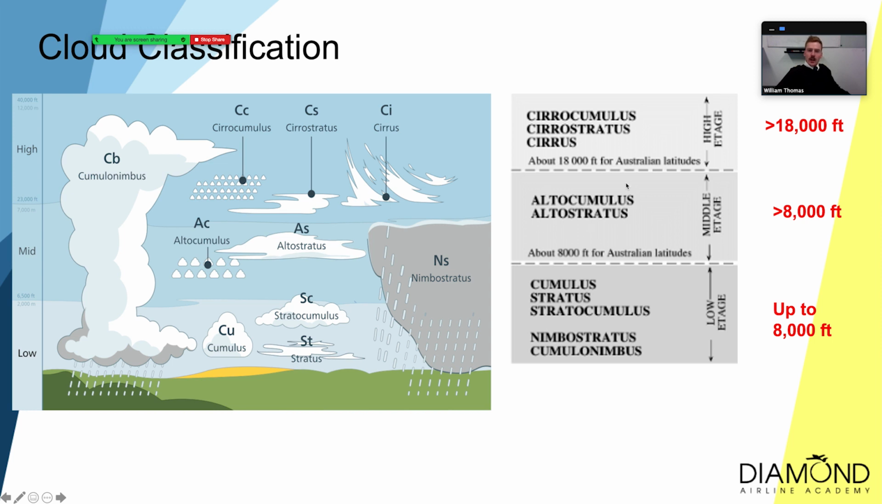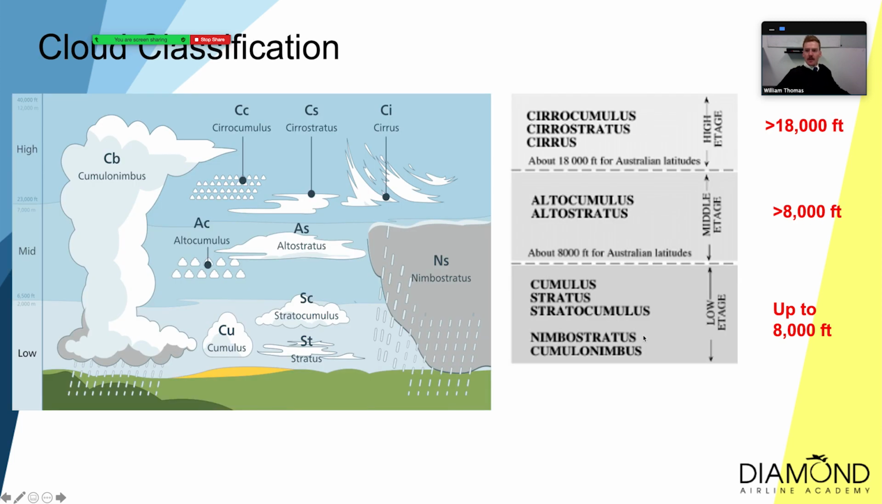These alto clouds are exactly the same as their brother and sister clouds down below 8,000 feet. So if I take a cumulus cloud and move it up above 8,000 feet, magically it becomes an altocumulus cloud. There's nothing fundamentally different. It's just the altitude at which it lies.